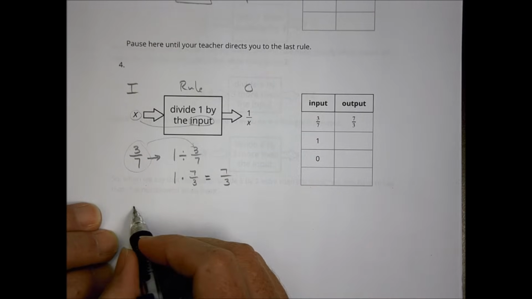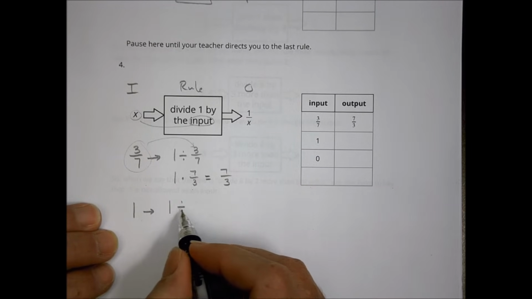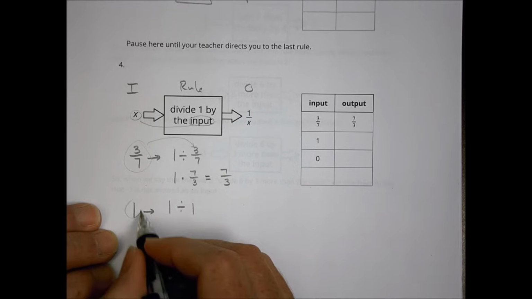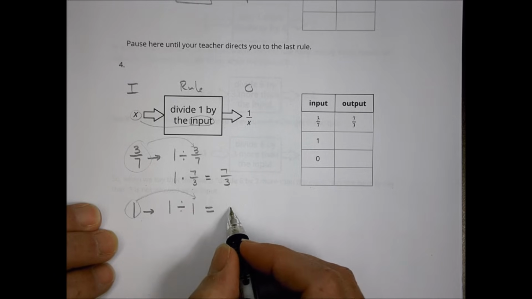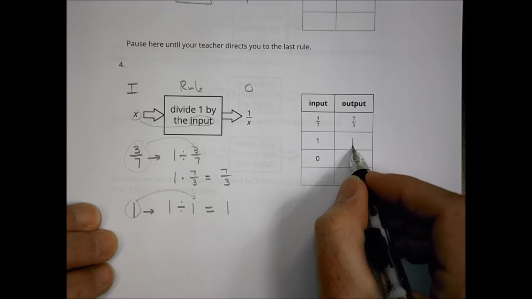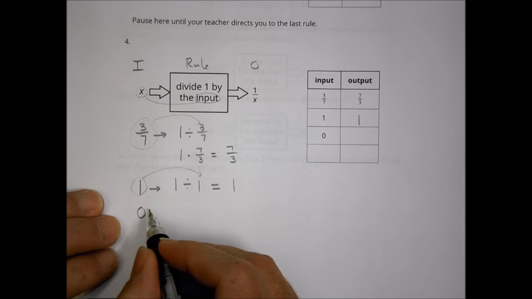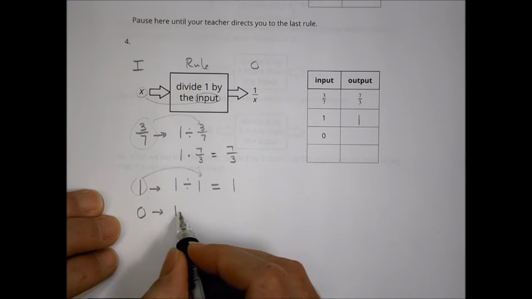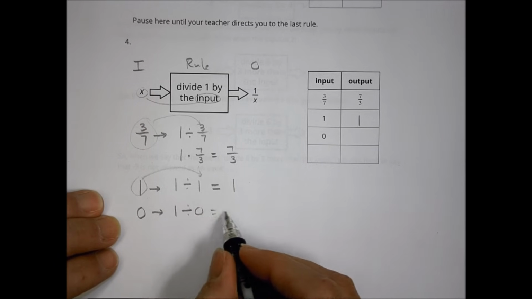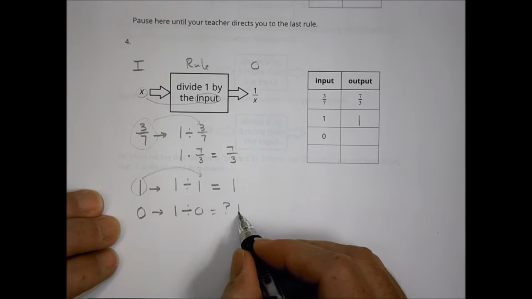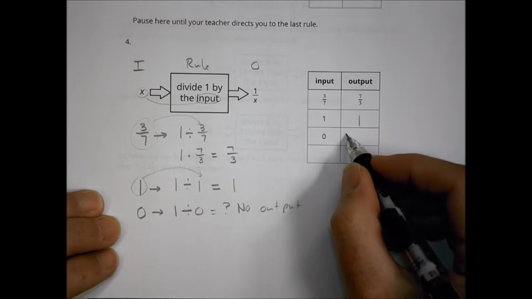Here's the number 1. 1 is our input. So we have 1 divided by our input, 1 divided by 1, right? And 1 divided by 1 is simply 1. And that's it. That's all we do with it. The next input it says is 0. Well, if I do 1 divided by 0, can I divide a number by 0? Nope. Doesn't work. So we would say there's no output because it doesn't work.